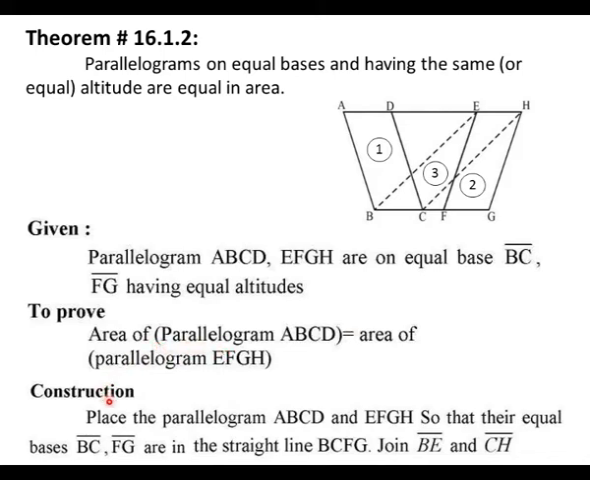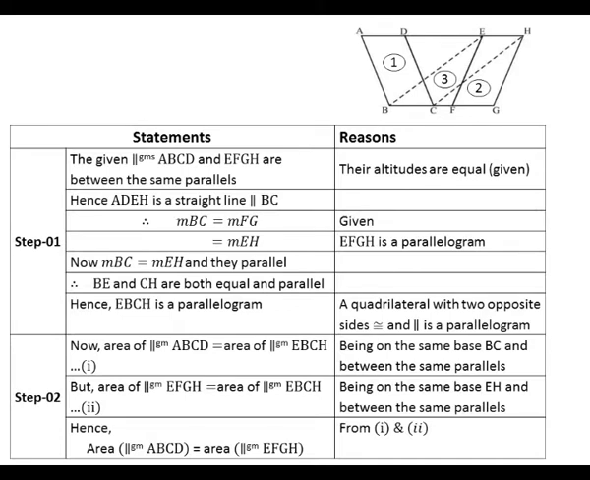What is now the construction? Place the parallelograms ABCD and EFGH so that their equal bases BC and FG are in the straight line. So we placed both parallelograms such that their bases BC and FG are in the straight line. Join BE and CH. So we have joined B to E and C to H. The proof is not so difficult.